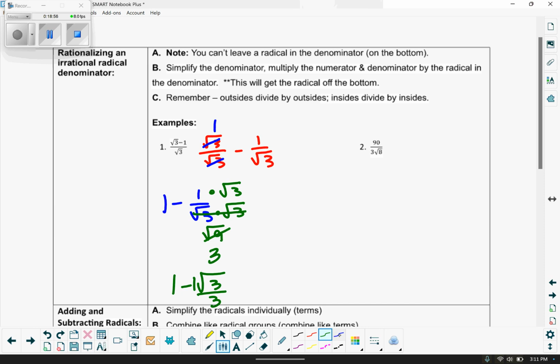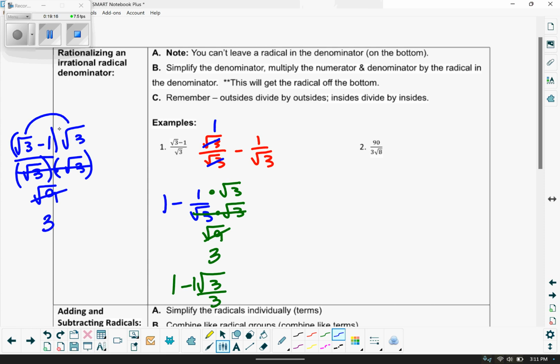Another way of writing that same thing, let me try it over on the side. I've got radical 3 minus 1 over radical 3. I could take the entire thing times radical 3. That gives me radical 9, which is just 3.